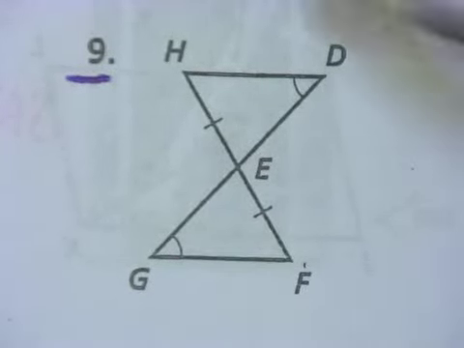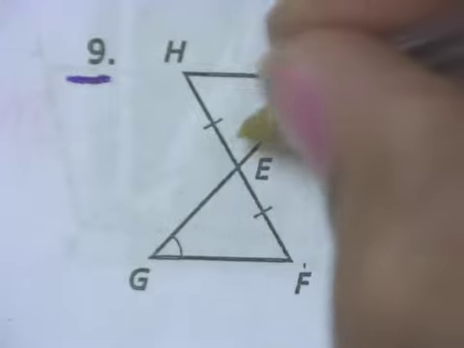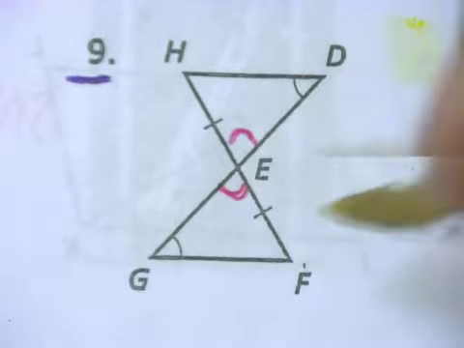So based upon that, I'm going to take a guess here and say that these 2 triangles are in fact congruent using the side, angle, side rule.